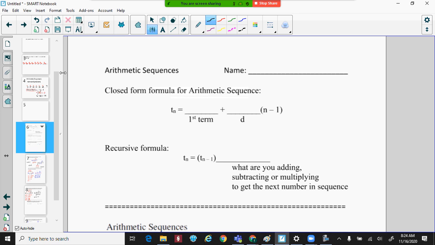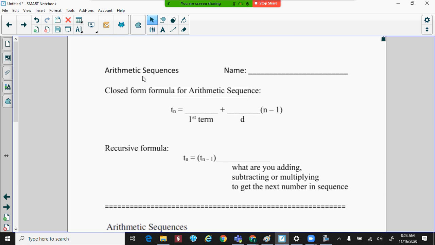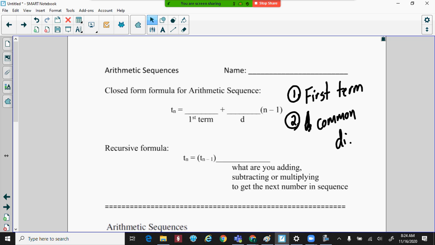In order to figure out how to create a closed form formula, here are the two things that you need. The first thing is your first term. You always need to know what your first term is. The second thing you need to find out is your common difference, not d, but common difference.